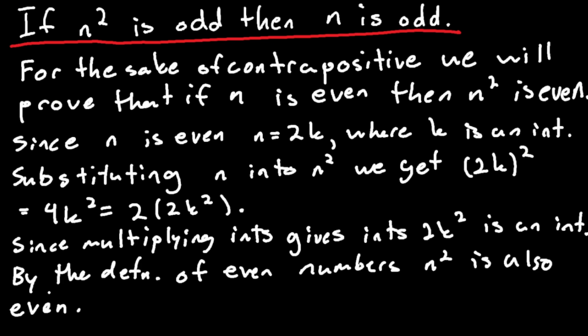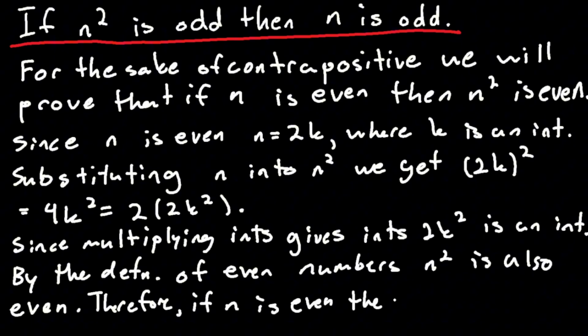So if I were to conclude this, I would probably say, by the definition of even numbers, n squared is also even. Therefore, if n is even, then n squared is also even. Again, it depends on the class. Some of them might say, because we have proved the contrapositive, then the original statement is true. So just keep that in mind. It can differ depending on who's instructing or the rule set of your class.